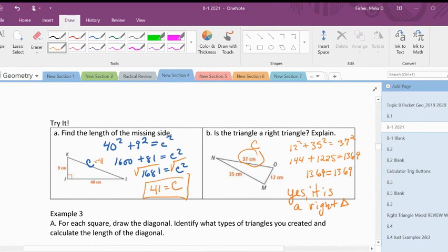Thank you for pausing your video. The answer to part A is that C equals 41 centimeters. And part B, yes, it is a right triangle. 1369 equals 1369.